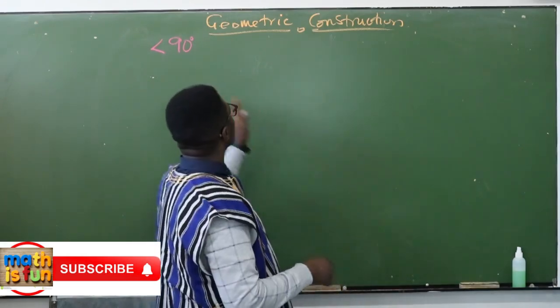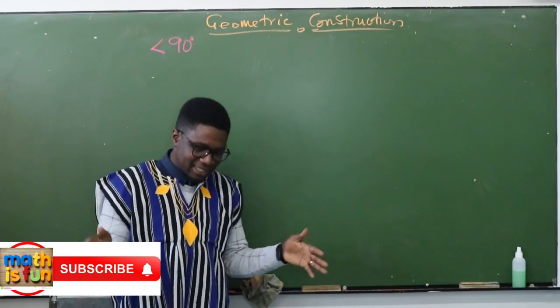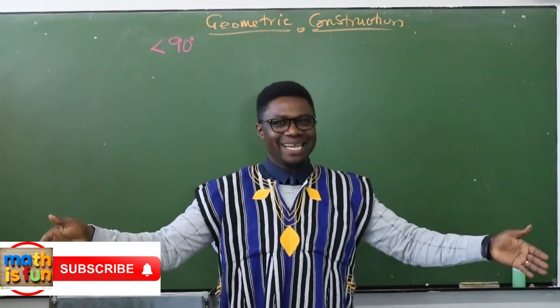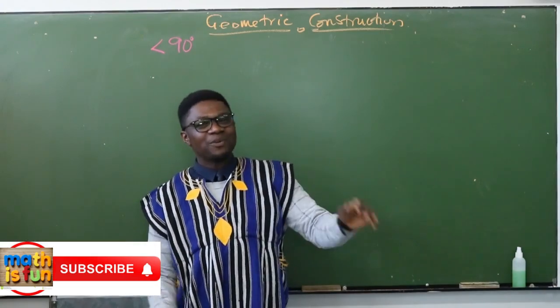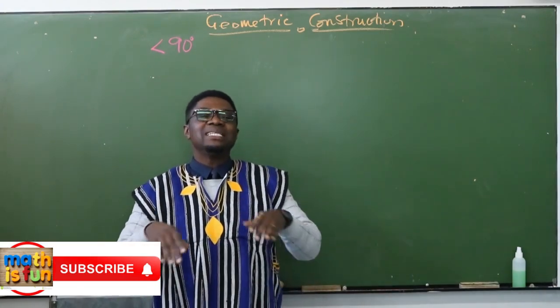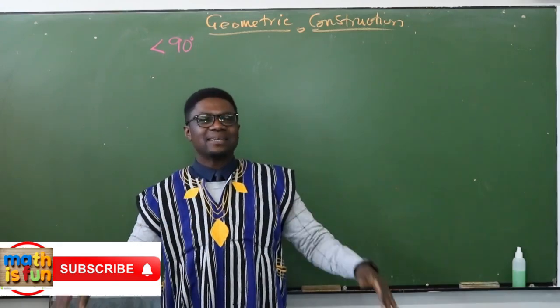Today we are going to look at geometric construction, and the angle that we are going to construct is angle 90 degrees. Yes, and we are going to have fun with construction because construction is one topic that you will be able to get every single thing right.